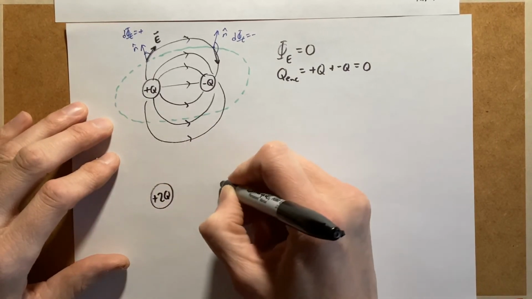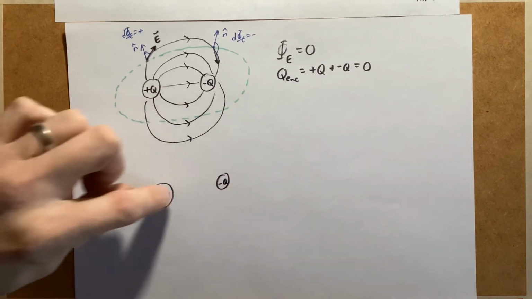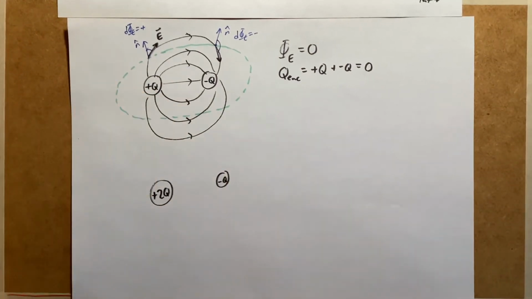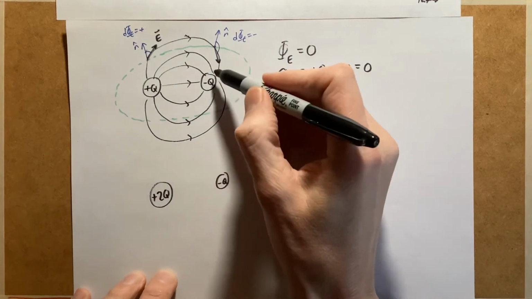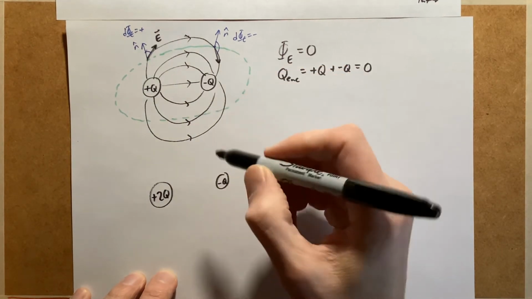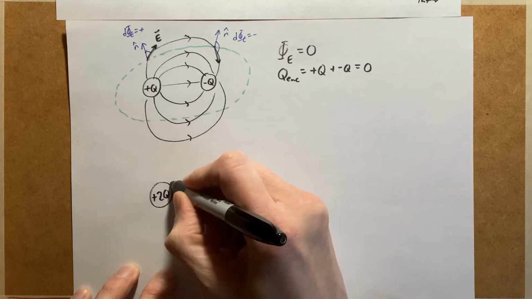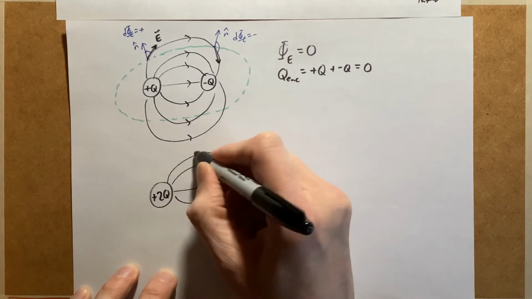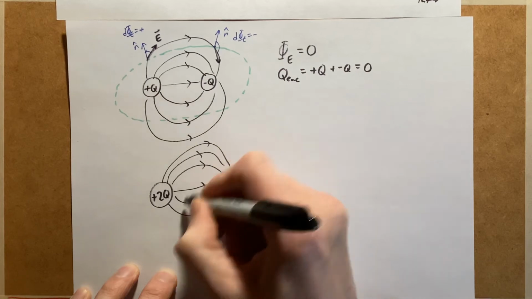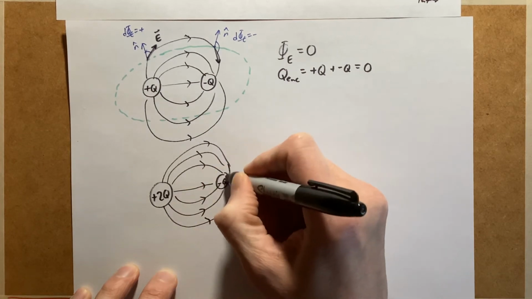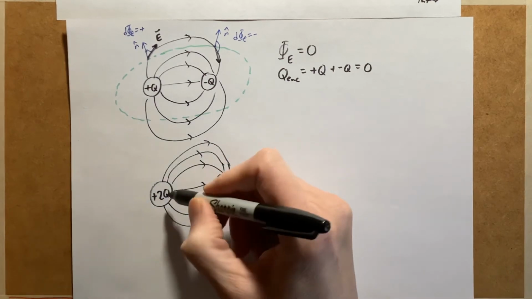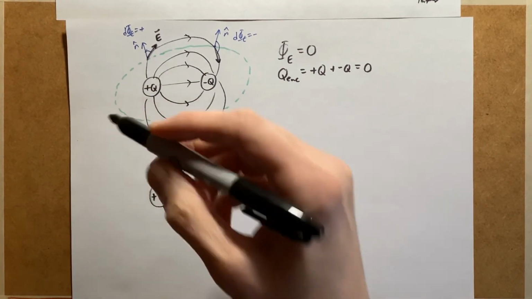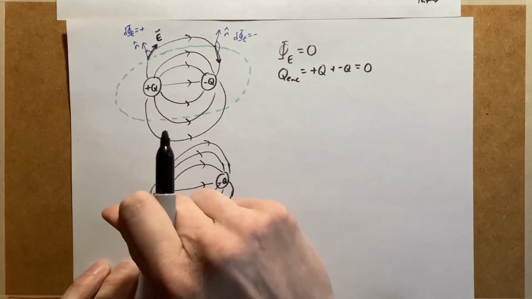Let's say I have a plus 2q and a minus q. So very similar charge configuration, two charges, one plus, one minus, but they're not equal anymore. So what's different about this? Well, if I chose to have 7 lines here, you get the point. But if this is twice as much, then if this one gets 7 lines, it's going to need 14. So they can't all leave here and connect here.